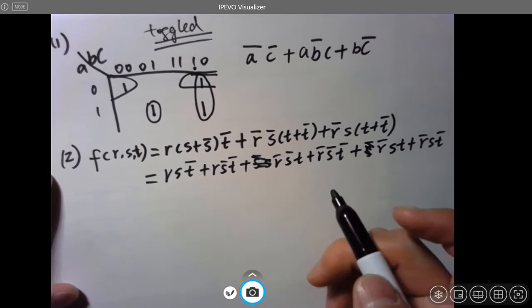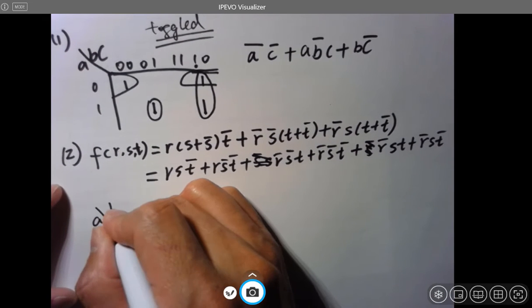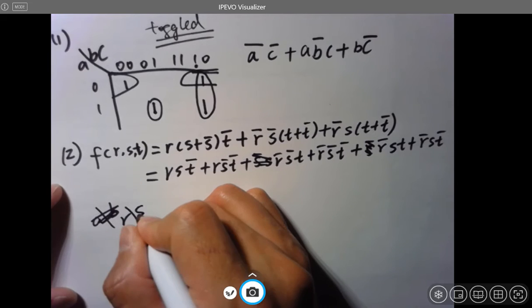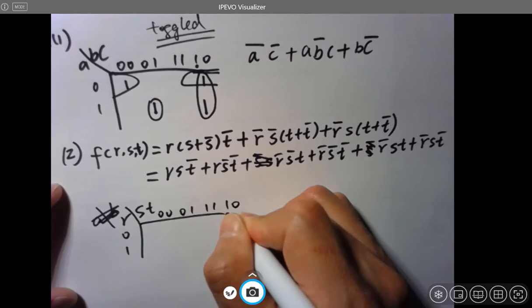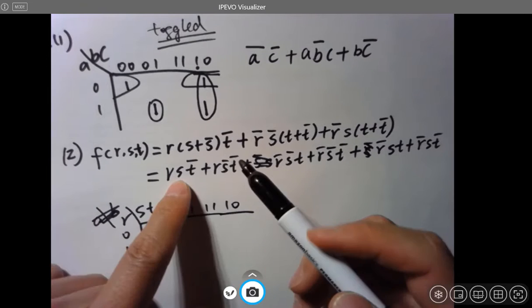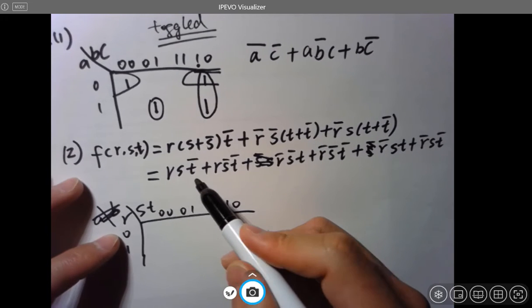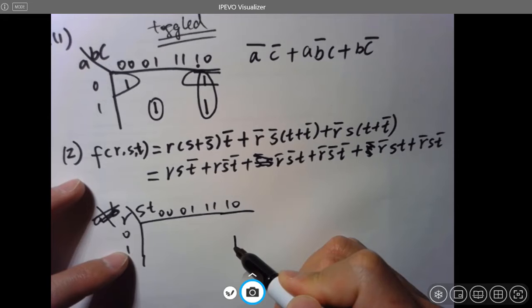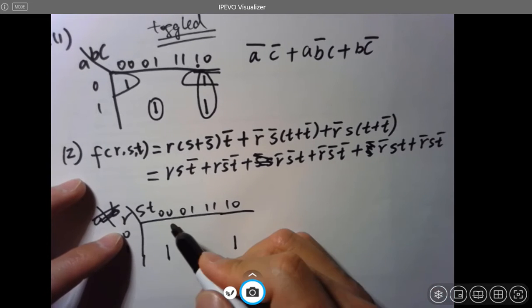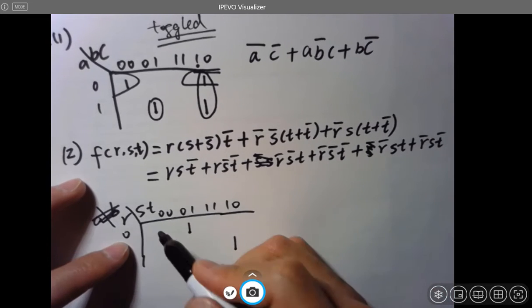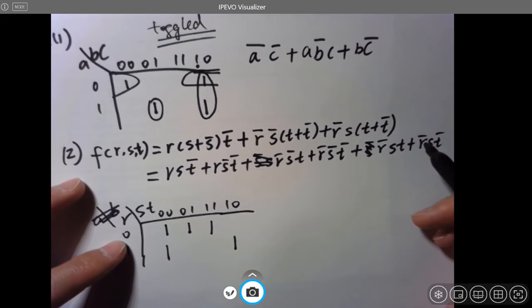So until here, you can convert it back to the K map. A, B, C, R S T, 0, 1, 0, 0, 0, 1, 1, 1, 1, 0, 1, 1, 0. You got a minterm there. 1, 1, 0, 1, 0, 0, 0, 0, 1, 0, 0, 0, 0, 1, 1, 0, 1, 0.